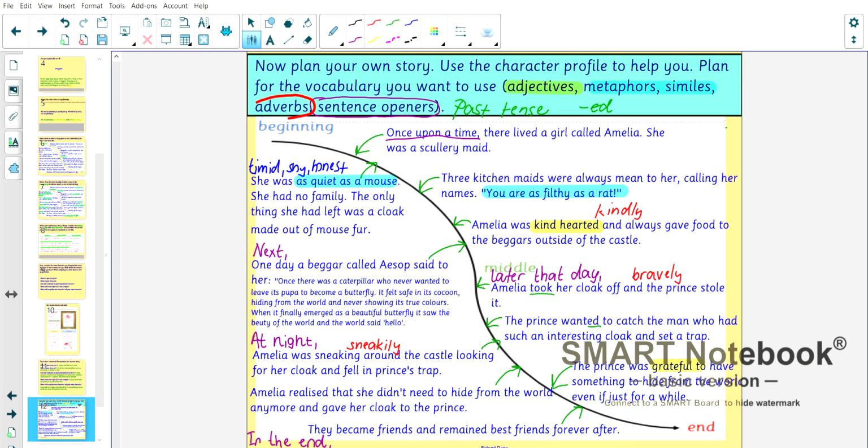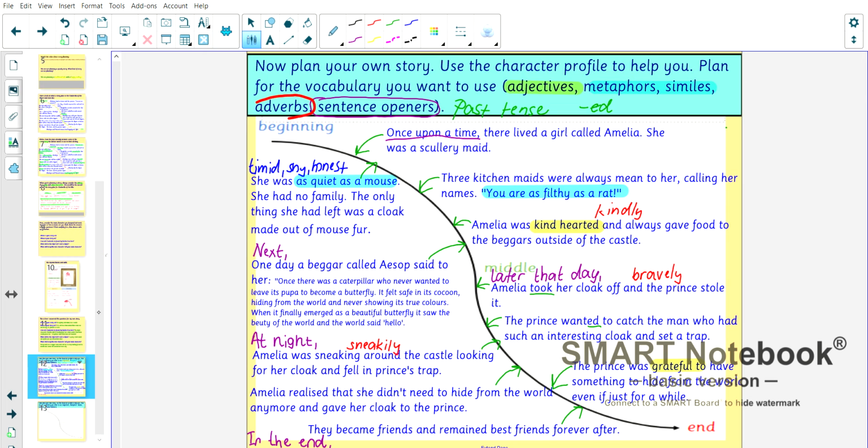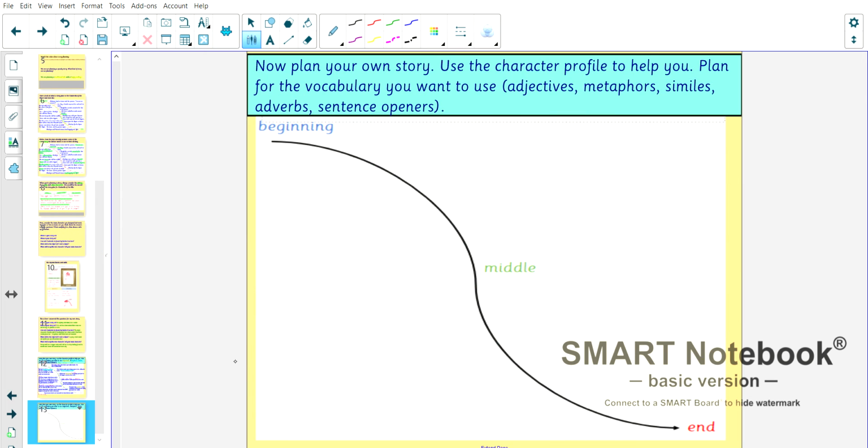Okay, so I am very happy with my plan now, because I planned for all this lovely literary language to use in my plan. Now, when you plan your story, please make it your own. Remember, there needs to be a happy ending. It might be either ending in love or in friendship. You don't have to write as much as I did. You can choose to draw more pictures.